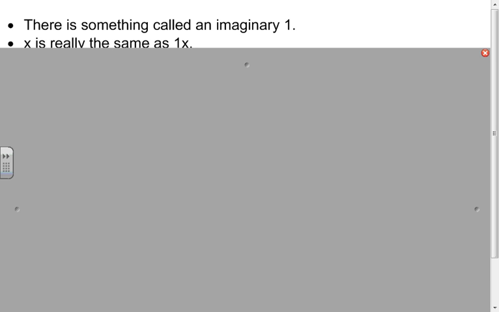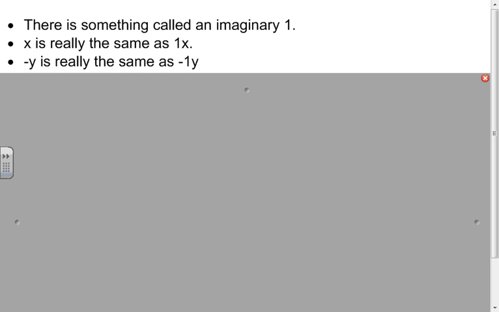In English class, if you have an imperative sentence, that means you're giving a direction to somebody. You don't always use the word you. You could say, go close the door. You didn't use the word you, but the person you're talking to knows that you're talking to them. That's called the imaginary you. Here in math, we have something called the imaginary one.